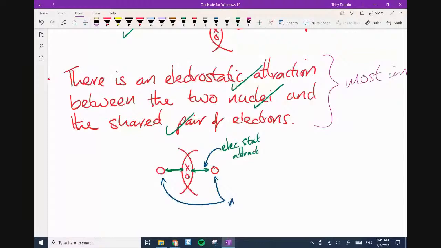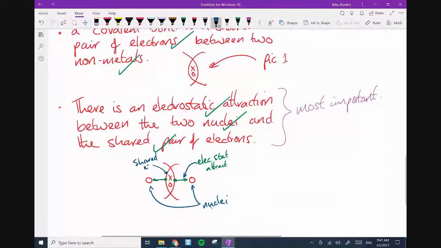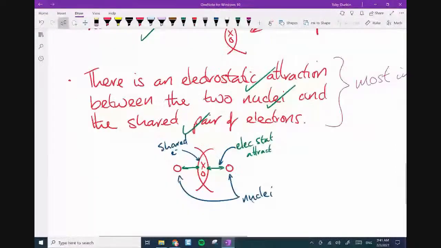And that there is the shared pair of electrons. Don't really like doing that, it makes it messy. Shared, e minus. There we go. That picture is what I have in my head. By the way, if you actually draw that, you get all 3 marks. Just so you know, that diagram there gets you all 3 marks in that exam.